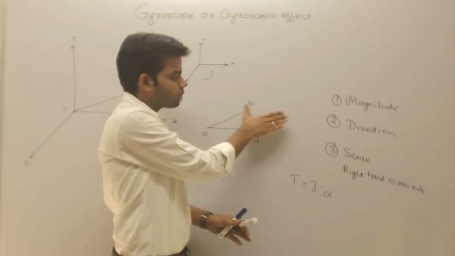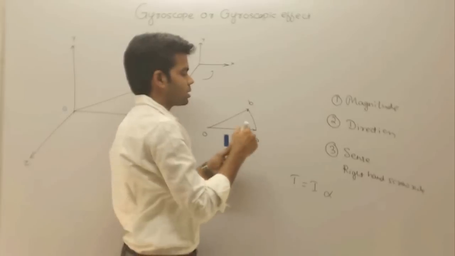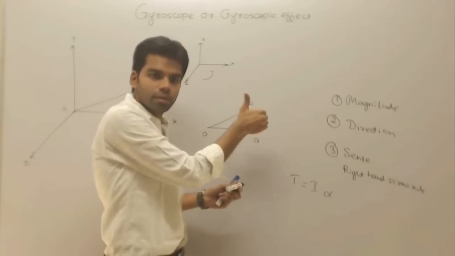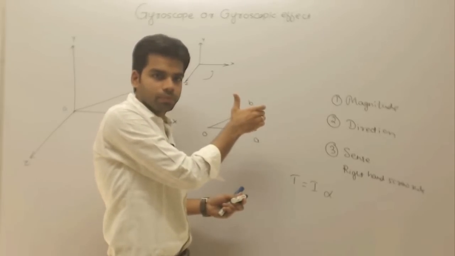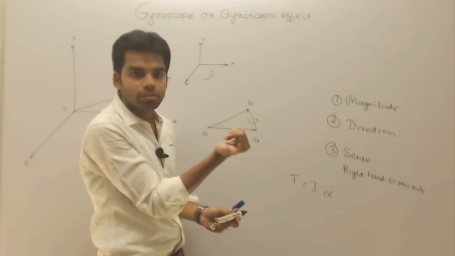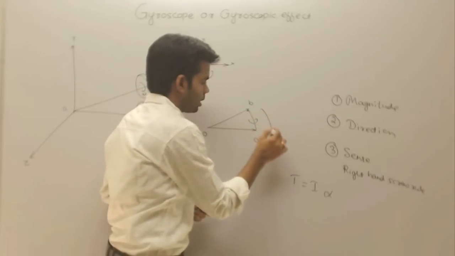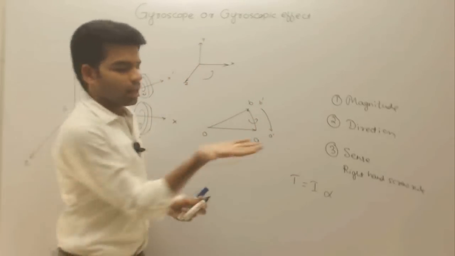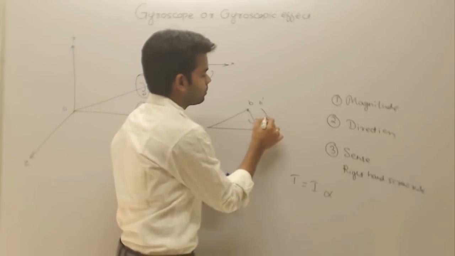The direction of torque will be in the direction of this curled finger, like this. So this is nothing but an active gyroscopic couple. Now a reactive gyroscopic couple acts in just the opposite direction. Just opposite direction means the reactive angular acceleration will be like this, b dash a dash, and because of this a reactive gyroscopic couple will act.